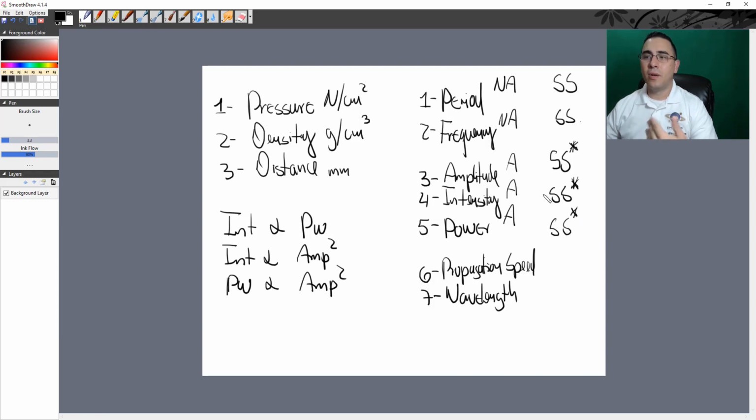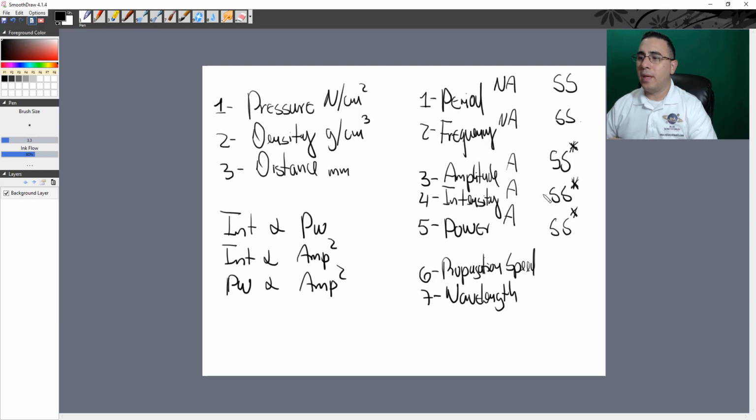Then later, these three bigness parameters, 3, 4, and 5, amplitude, intensity, and power, will become weaker. The sound wave is going to become weaker as it goes through the tissues, because attenuation is something we're going to see next in the interaction of sound with the medium.